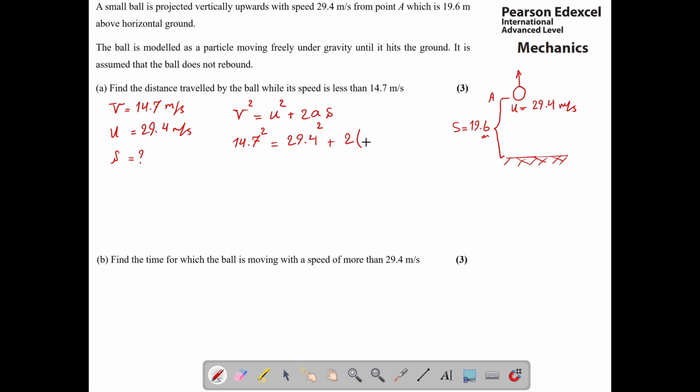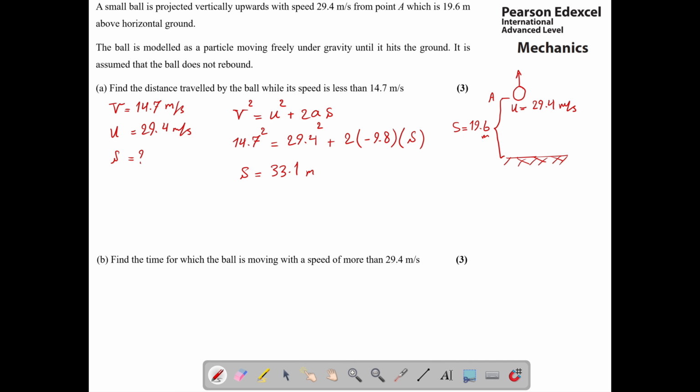Since we projected upward, acceleration is negative. We have decrease in velocity, so it is minus. Acceleration is minus, multiply s. So here, if you calculate it, you will find s equals 33.1 meters.